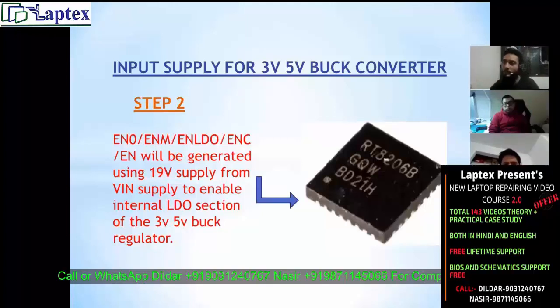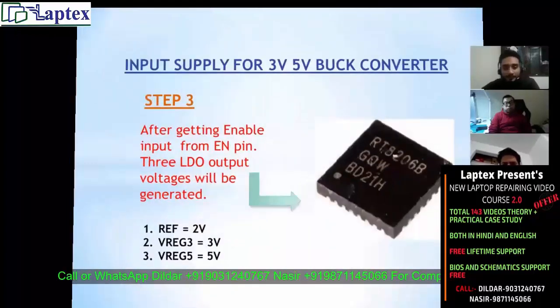This is the general method that I'm telling you, that these are the requirements of the basic 3 volt 5 volt section. The first one was 19 volt, the second one is the enable input. This includes both the enable LDO and, in some cases, the same signal is used for enabling the entry signal. Okay, the next point.